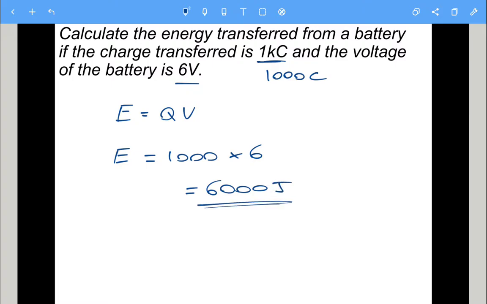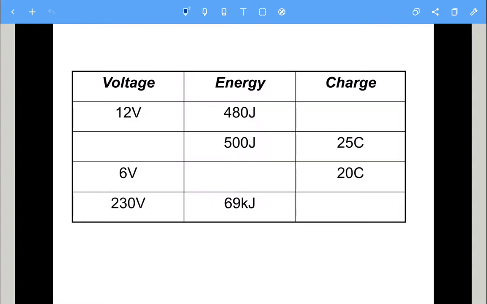Hopefully that went okay. Let's do a few more practice questions. So if you want to pause again and do these four, and then I'll take you through the answers. This first one at the top, I'll call it number 1. E equals QV, so that would be 480 joules equals the charge Q times the voltage of 12. To get the charge, we need to get rid of the times 12, so we'll do 480 divided by 12, and you should have gotten 40 coulombs.